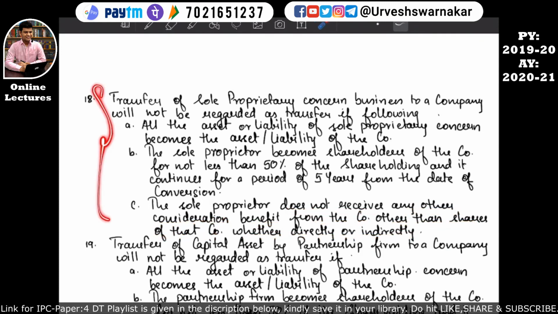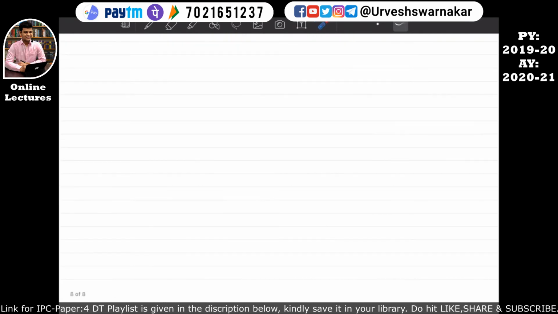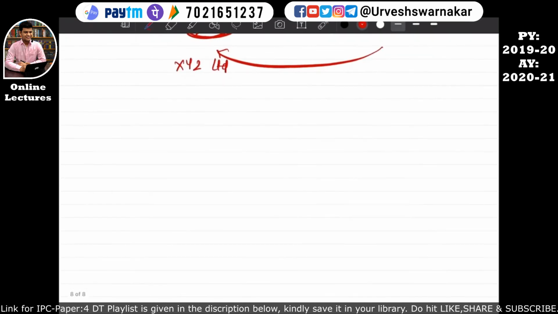So what does this point say? Let's understand it here on a blank page. Understand this: this is a sole proprietary business, and the assessee wants to convert this business into a company. So over here the transfer is taking place.